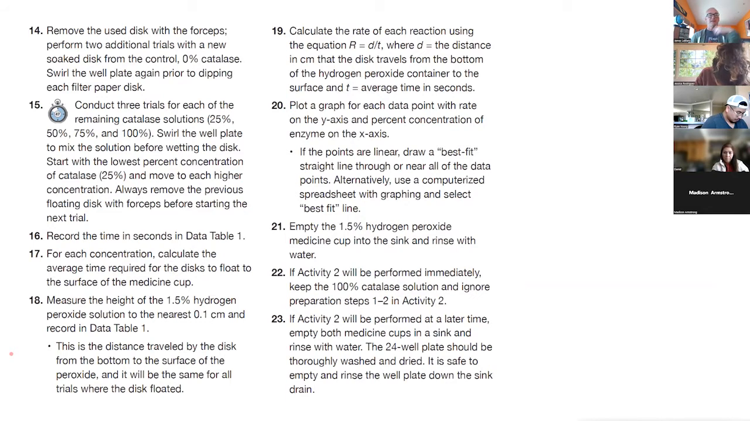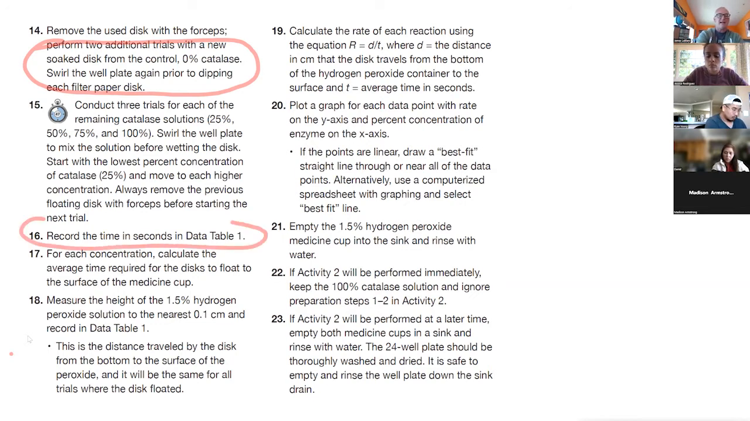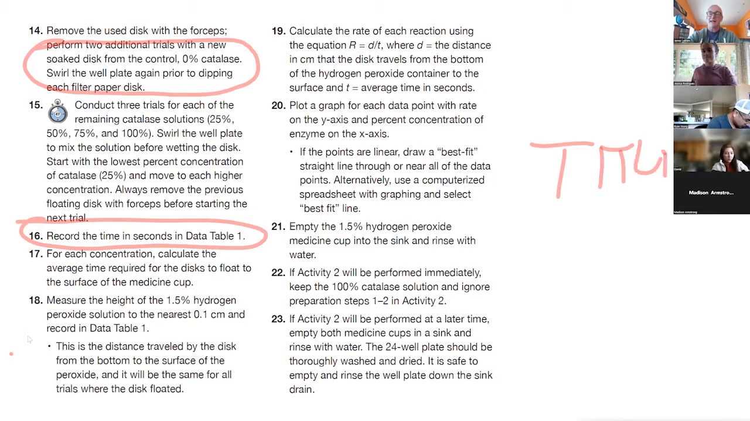You take the used disc, toss it, and then do 2 more trials with a new soaked disc. So we'll do 3 trials for each one, and we record the time in seconds in our data table number one. Now remember, when you do your report, I want titles for these. I've actually put in, and people didn't notice this last time, I put title, like Scooby-Doo. And so a lot of people just left that there. I want this to be replaced with an actual title for each data table.